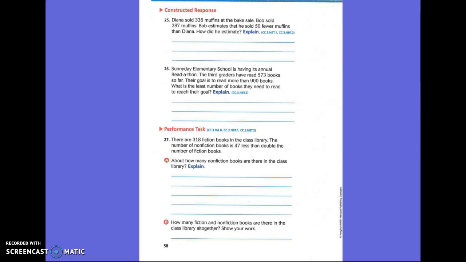Okay, so Diana sold 336. That is important information we need to know. Bob sold 287. That is important information we need to know. And then it says he estimates. So that means we are going to have to estimate their answers. Okay? So 336. We're going to see if that is rounding to the nearest 100 or the nearest 10 or the nearest 50. I think it says, how did he estimate? So we'll have to see.